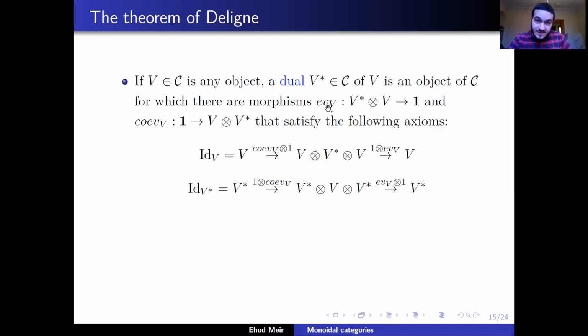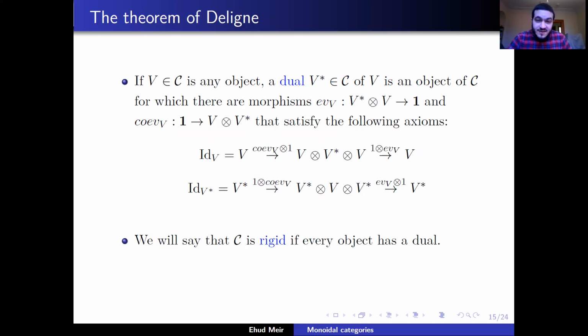Just keep in mind that this evaluation of V is just a linear map that sends F tensor V to F of V. One here is the tensor unit, and it's just the ground field K as we care. Co-evaluation is the map that sends 1 to the sum of e_i tensor e_i star, like a dual basis kind of thing. Okay, and these axioms are just another way to say that taking tensor product with V and taking tensor product with V dual are adjoint functors to one another. So this is just a categorical way to view duality of vector spaces.